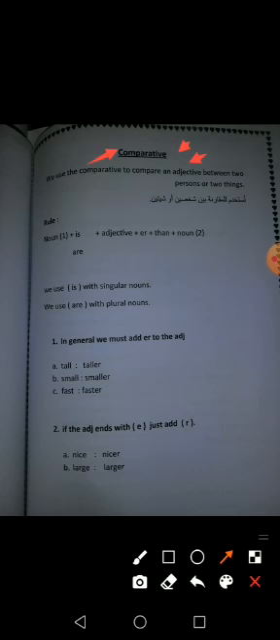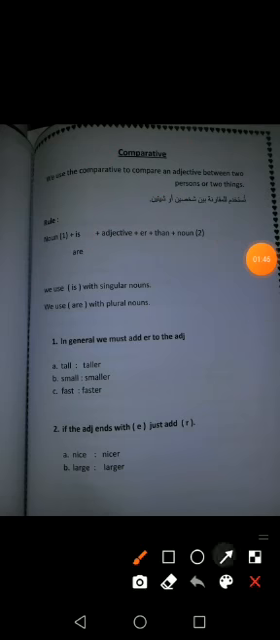Okay, so we use the comparative to compare an adjective between two persons or two things. Here we have two nouns, two persons or two things. Okay, so we compare نقارن two person شخصان or two things أو شيئان. Okay, using what? Using an adjective. بنقارن صفة في شخصين أو في شيئين. Okay, so this is when to use the comparative.